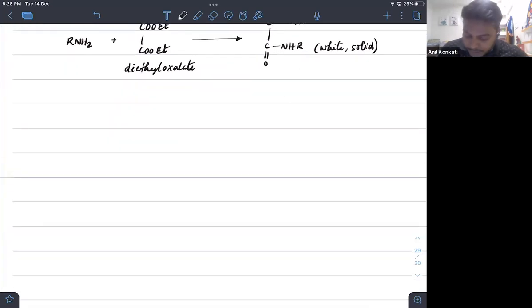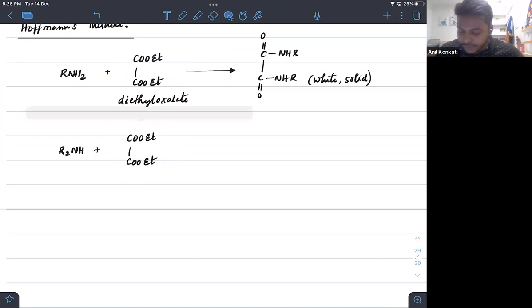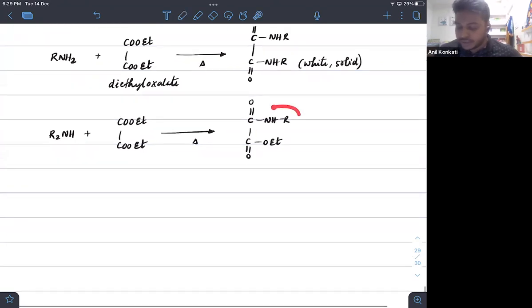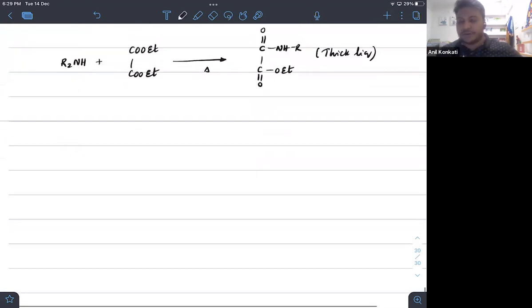If it is a second degree amine, R2NH, and you treat with this diethyl oxalate, just make sure that heat is being done so that ethanol will be removed. Only one side is attached because of the crowding. So we'll have C=O, OEt remaining this way. So it does not form an amide on both sides. So this will be a thick liquid, correct?